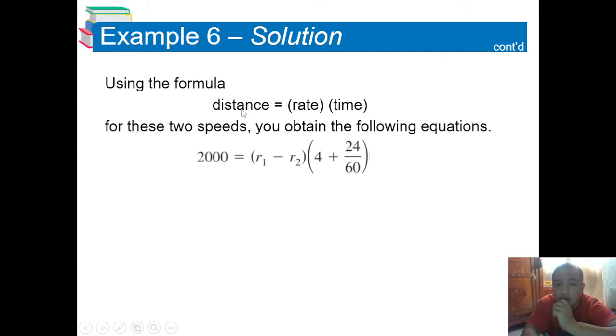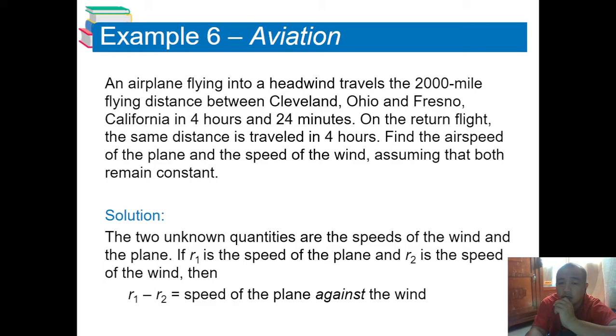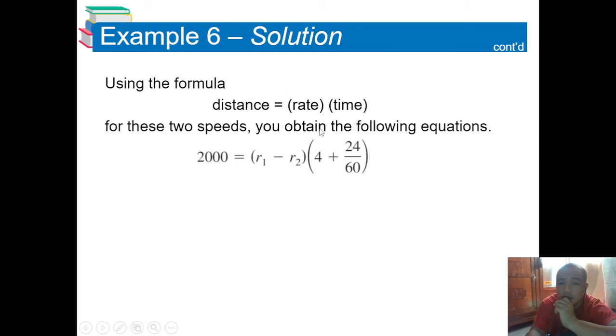So the formula here is distance equals rate times time. For these two speeds, you obtain the following equations. 2,000 equals r sub 1 minus r sub 2 times 4 plus 24 over 60. Where did we get 2,000? That's the 2,000 miles, which is the distance. Then there is 4 hours and 24 minutes, so 4 plus 24 over 60 is the minutes.